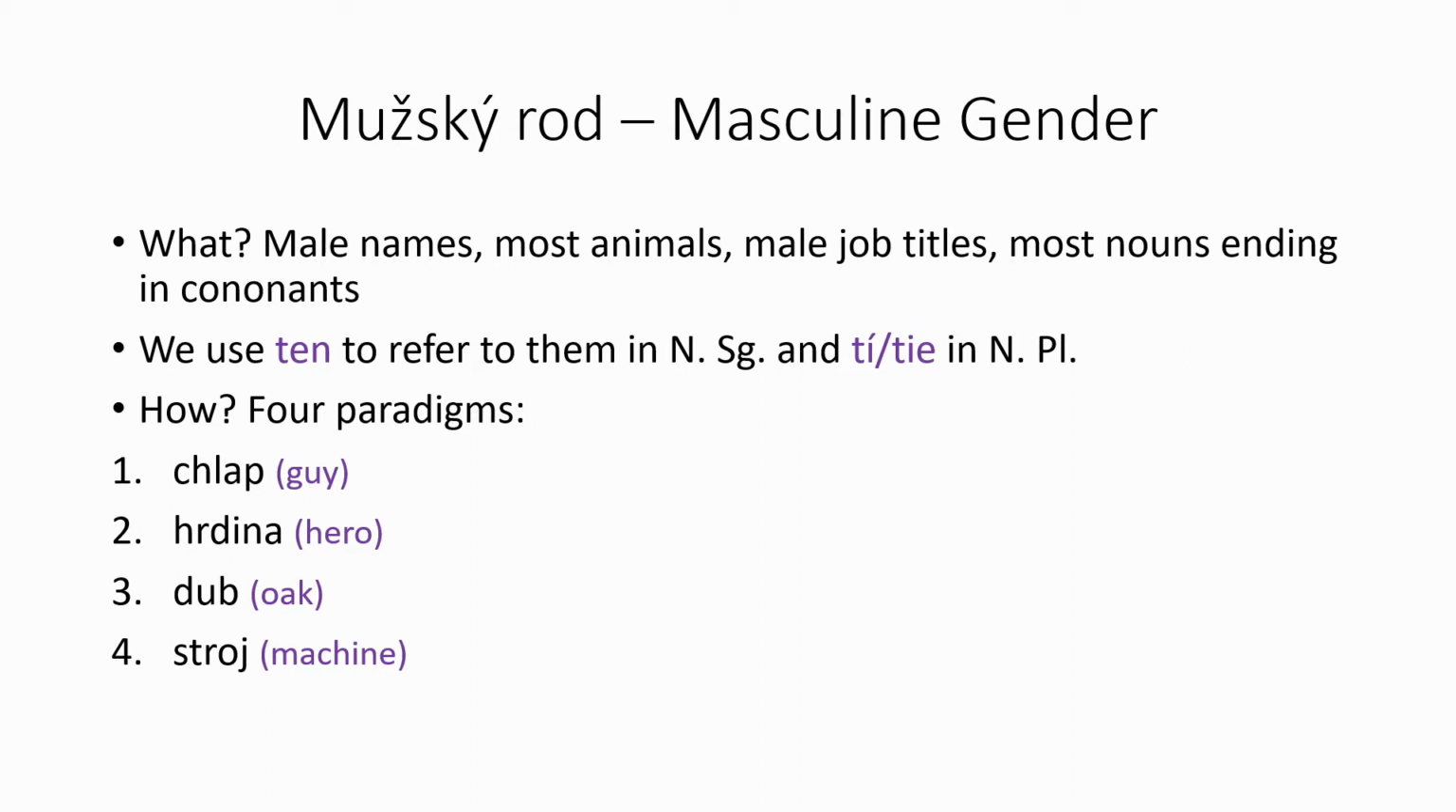So we have four paradigms: chlap, hrdina, dub, stroj. So when do we use these paradigms? A quick note, what is a paradigm? A paradigm is simply how a noun behaves. So when we conjugate a noun, all the nouns in the Slovak language will fall pretty neatly in these four categories. All nouns of the male gender will be conjugated the same as one of these four words. Obviously there are a few exceptions, however most nouns, really most of them, will fit within these four little neat boxes. Now how do we identify those?